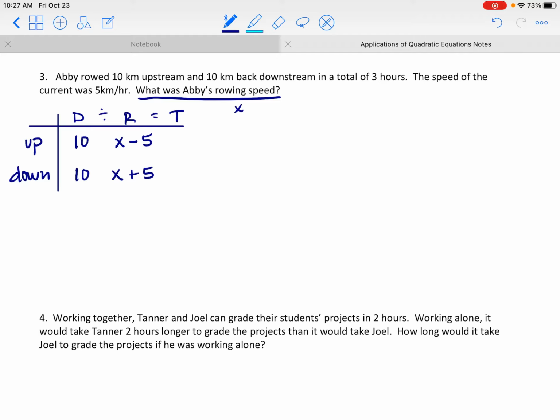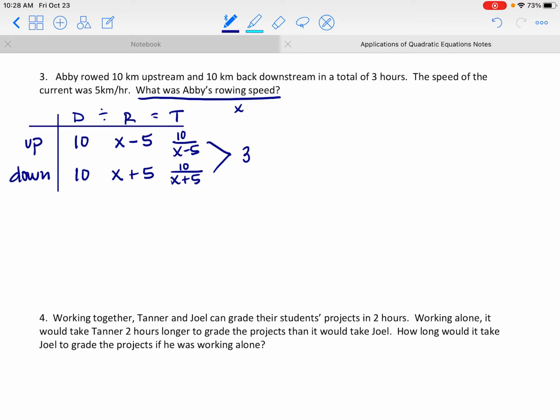So I'm going to take my distance of 10 and divide it by my rate, which was x minus 5. And again here, distance of 10 gets divided by the rate, which was x plus 5. Now it says that the trip up and the trip back down took a total of 3 hours. So the time for the trip up plus the time for the trip back had to altogether accumulate to 3 hours. And that's where we get our equation.